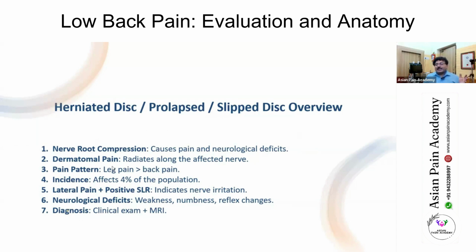Here in the pain pattern, leg pain will be more than the back pain. And incidence is around 4% of the population. There is pain in the lateral side and the straight leg raising test will be positive. That means whenever we are putting the patient's leg up, there will be pain, and it should be within 60 degrees. If pain occurs at more than 60 degrees, you can neglect it. It is not specific to this disorder. But if the pain appears within 60 degrees, it could be a possibility that it is stretching the nerve root. Then neurological deficits like weakness, numbness, or reflex changes might be possible. And diagnosis is by clinical exam or MRI.